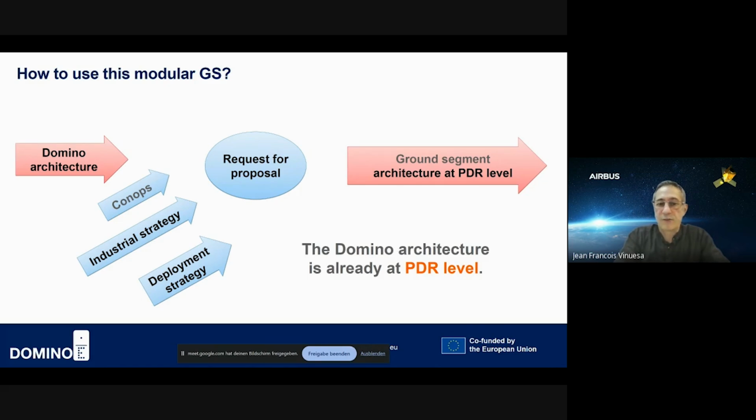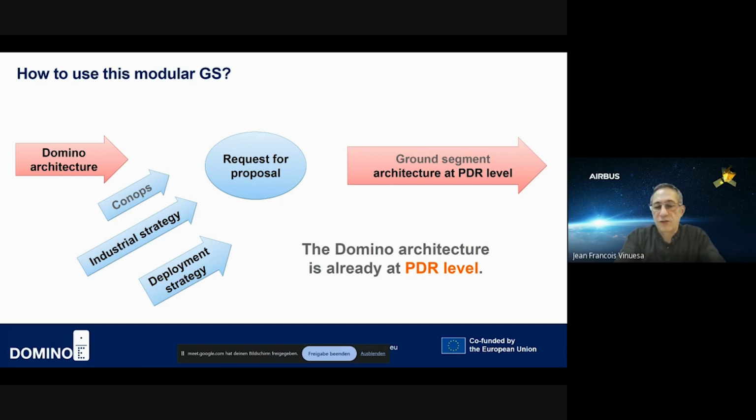Basically, you have this Domino architecture that is already at PDR level, and that is available online, and it's open architecture. And on top of this, we are going to provide some ConOps depending on the client request and on the system you want, and perhaps some industrial strategy, saying basically what we were saying before, that this Domino is to be developed and to be integrated with this one. And also some deployments, because some clients are okay to have their system on the public cloud, and other ones want to have everything on bare metal on location, with, let's say, an air gap around.